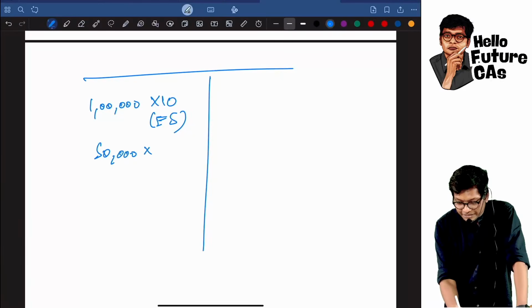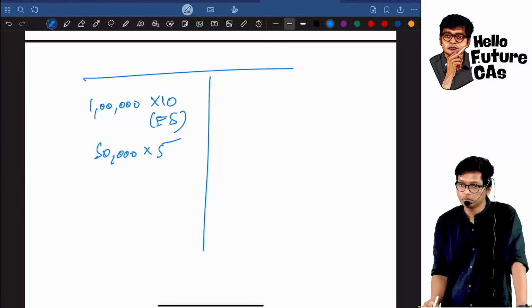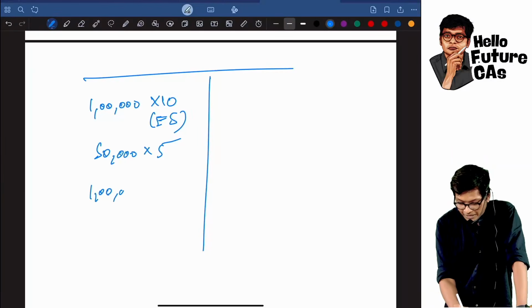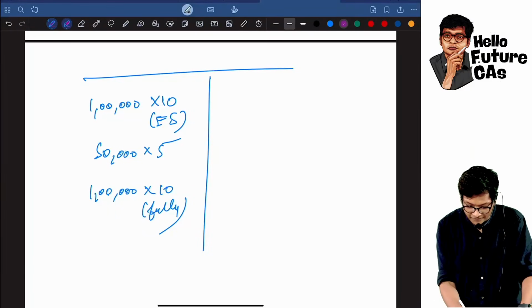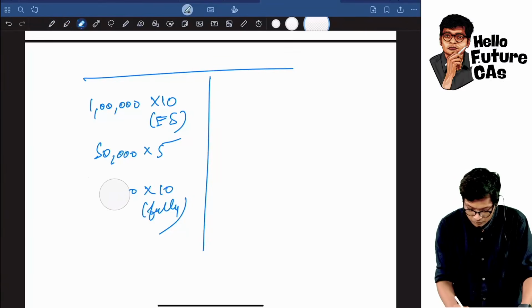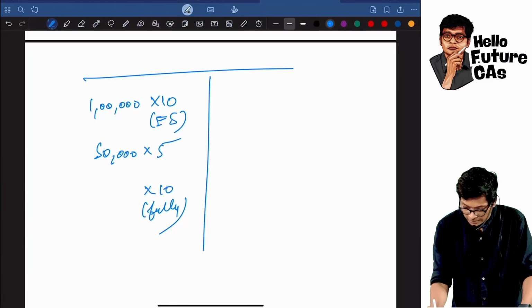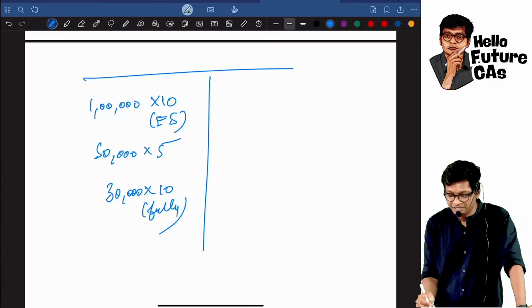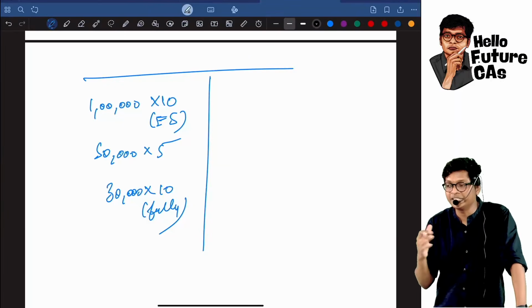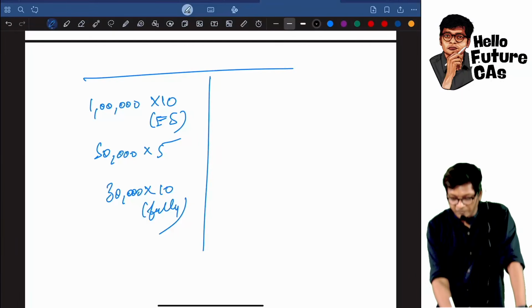50,000 shares into 5 face value. 1 lakh shares into 10 fully paid up. Are you following, guys? 3 different cases. Or why 1 lakh? Let me make it 30,000 shares into 10 fully paid up. 3 combinations, guys. It can even be 10 combinations. Don't worry.